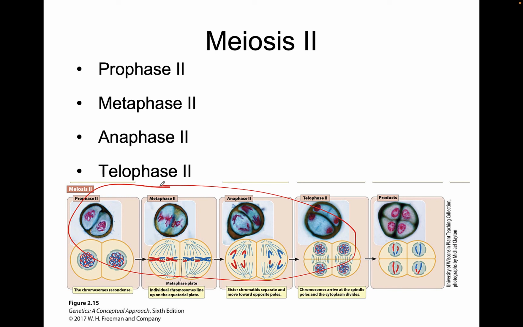In Metaphase II, which is similar to the metaphase in mitosis, the replicated chromosomes line up at the metaphasic plate in the middle of the cell, with the sister chromatids facing opposite poles.